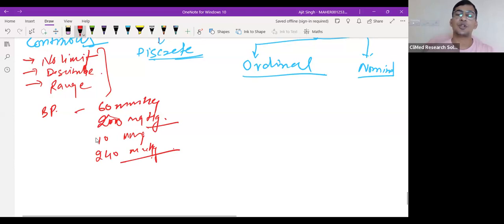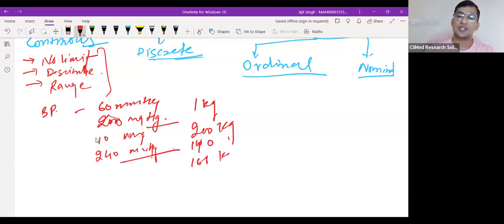If I'm talking about weight, it could be 1 kg, it could be 200 kg also, like 140, 168 kg, anything. So continuous data has a huge range, and limits are not there. There is no specific limit. You cannot define the minimum and maximum in that, right?